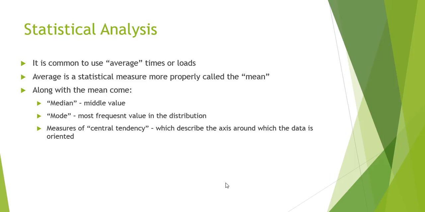And just to be clear about what we're talking about, because you already used a couple of these other terms tonight, average is a statistical measure, more properly called the mean. And along with the mean come a median, which is a middle value of your data that you've collected, mode, which is the most frequent value in the distribution, and then some type of measure of central tendency, which describes the axis around which the data is oriented. And by measure of central tendency, we mean a standard deviation or variance.